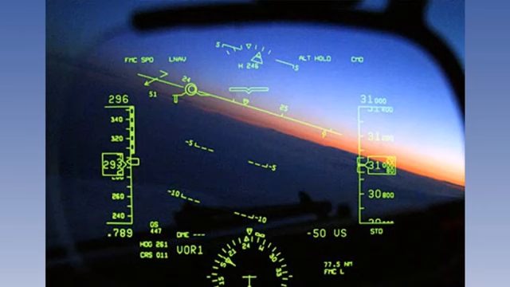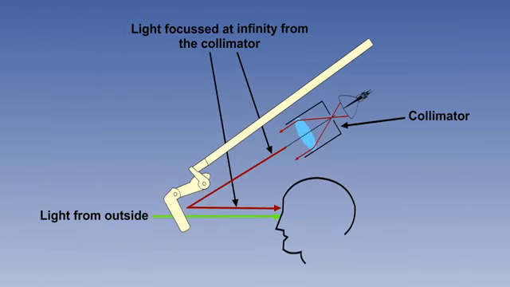It is important that the symbology presented to the pilot must appear to be focused a long distance away. Otherwise, the eyes would have to change focal length when switching between the outside world and the data on the head-up display, which would defeat the whole object of having the HUD. The light projected by the overhead unit is actually focused at infinity. This is achieved by designing the projector as a collimator.